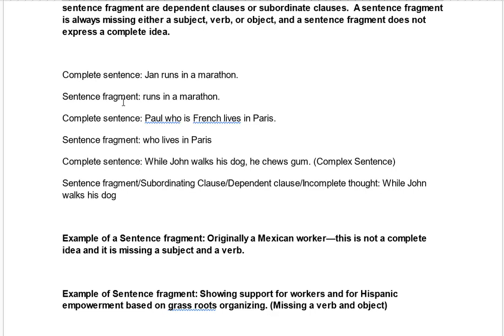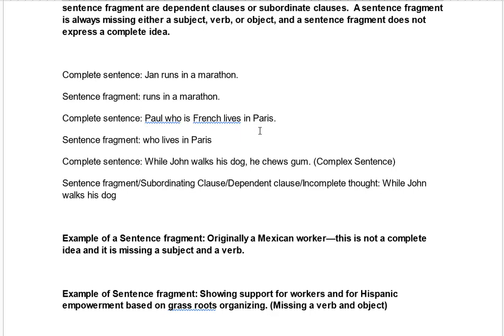But then a sentence fragment here, you notice it's missing a subject. Runs in a marathon. Who runs in the marathon? Jan runs in the marathon. So when you have a complete sentence, you have a complete thought. When you have a sentence fragment, you have an incomplete thought, like runs in a marathon.